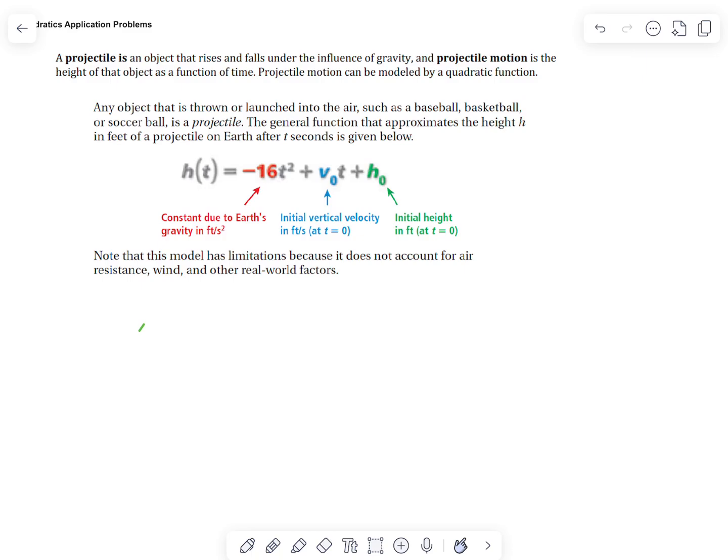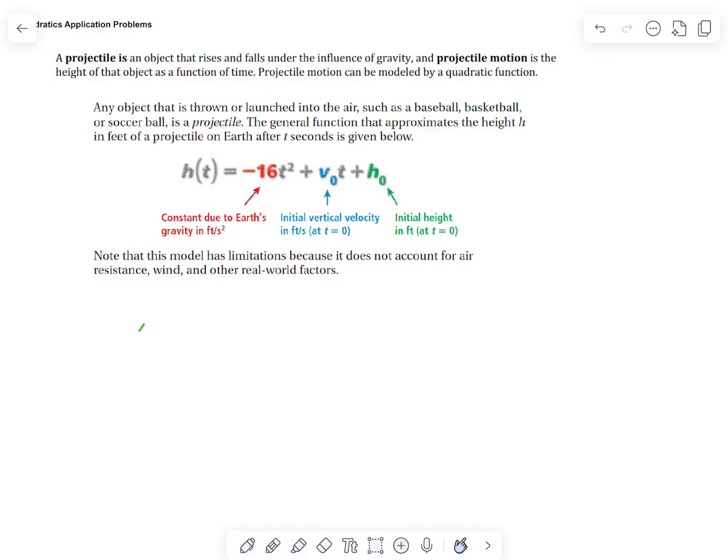All right, this lesson is on projectile motion. A projectile is an object that rises and falls under the influence of gravity. Projectile motion is the height of an object as a function of time. Projectile motion can be modeled by a quadratic function. Any object that is thrown upward or launched into the air, such as a baseball, a basketball, or a soccer ball, is a projectile.